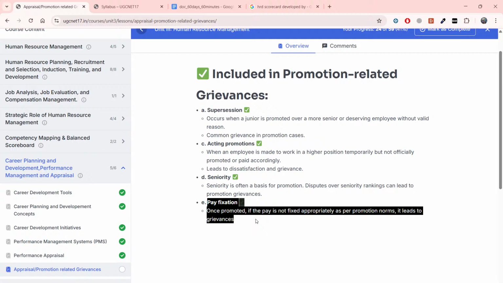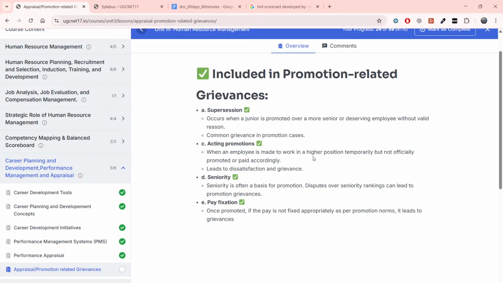Occurs when a junior is promoted over a more senior or deserving employee, with pay fixation. Once promoted, if the pay is not fixed appropriately as per promotion norms, it leads to grievances. Different types of grievances.